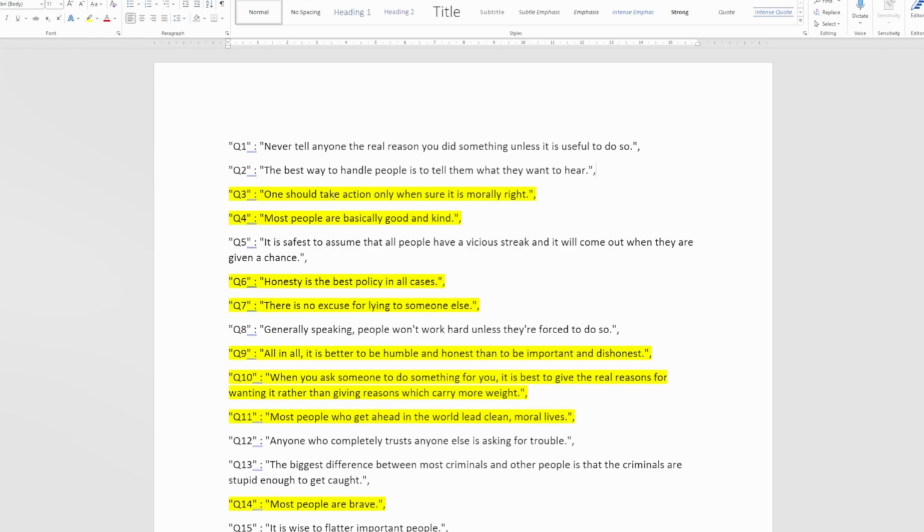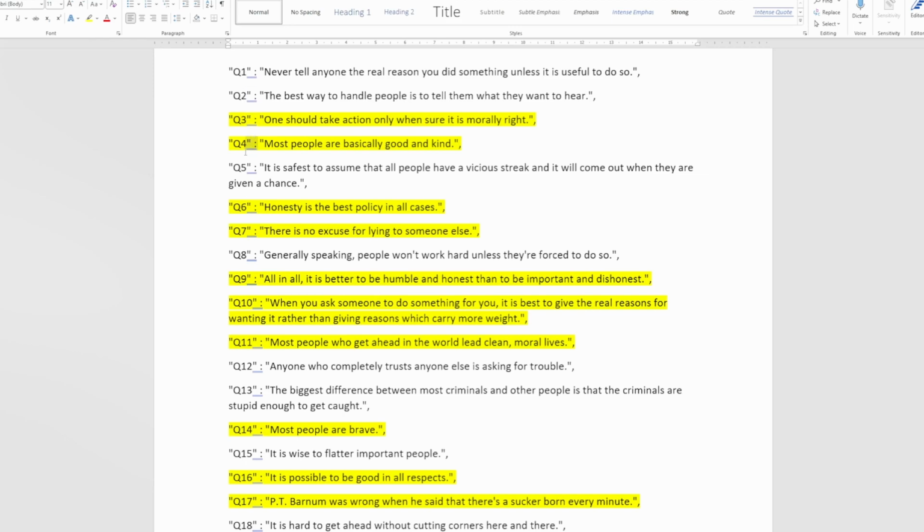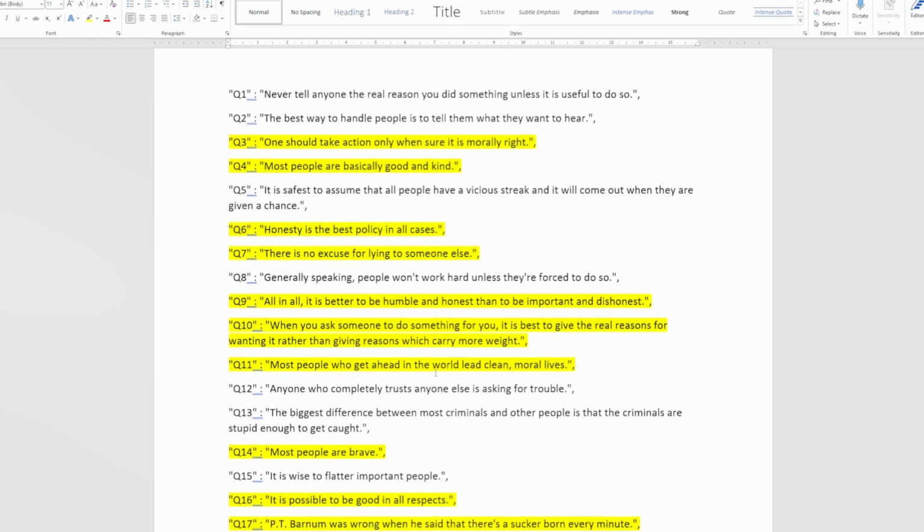For instance, one should take action only when sure it is morally right. Okay? The definition of Machiavellianism is to kind of disregard morals and only do what benefits you. Therefore, higher responses on this score represent the inverse or the reverse of high levels of Machiavellianism. So we need to reverse score all of these items. So question 3, 4, 6, 7, 9 to 11, 14, 16, and 17.